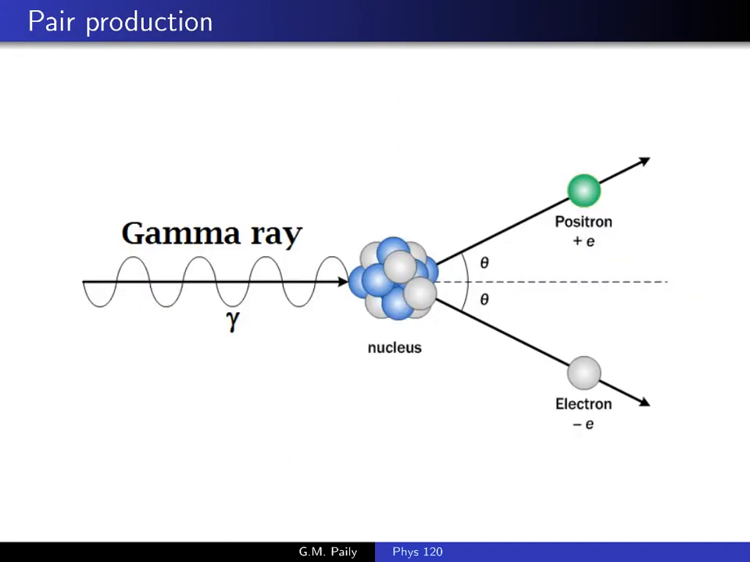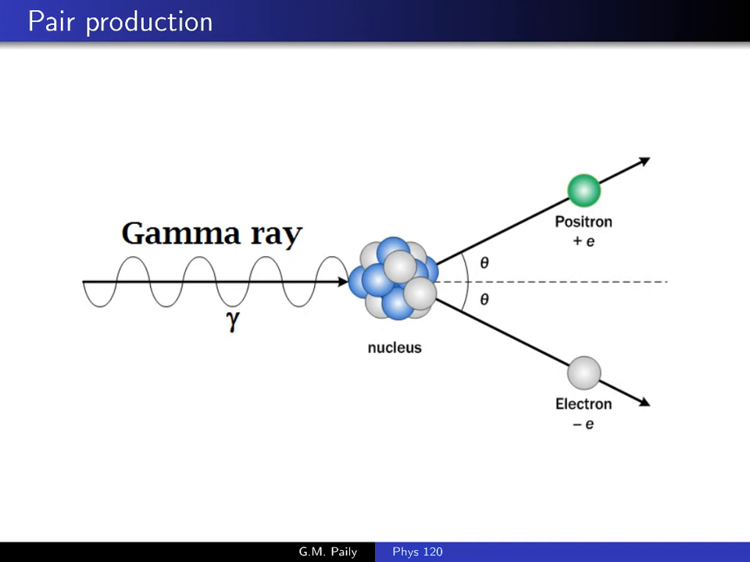We can also create charge essentially out of nothing. Doesn't that violate charge conservation? No, because the total amount of charge still stays zero, but we get equal amounts of positive and negative charge. What happens here is a gamma ray, which is a type of photon, collides with the nucleus, and then the gamma ray is converted into a positron and an electron.